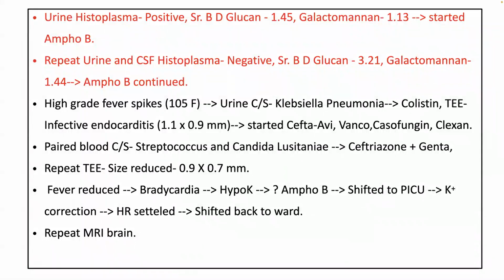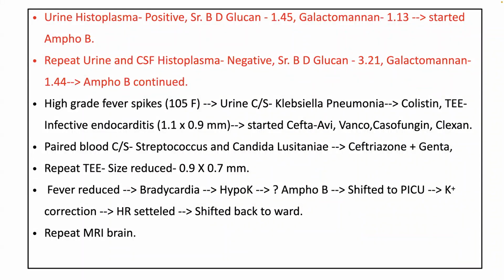In serum, beta-D-glucan and galactomannan were positive. Because of that, we started her on amphotericin B, and it continued to be positive, so amphotericin was continued. But again, she started having high-grade fever spikes. Urine culture showed Klebsiella, which was treated with colistin, and even on colistin she continued to have high-grade fever spikes of 105, 106 degrees Fahrenheit.